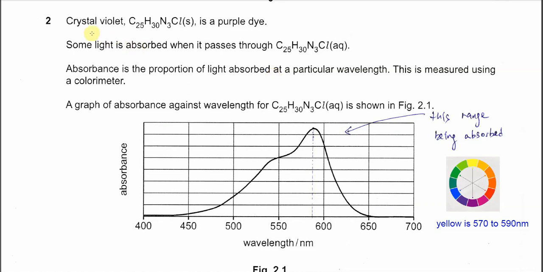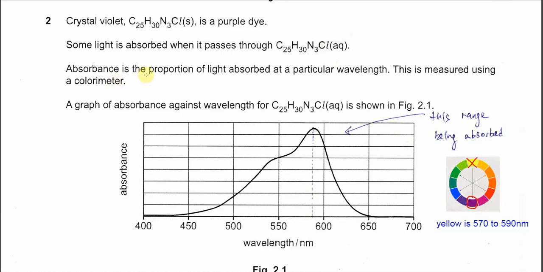Question 2. Crystal violet, C25H30N3Cl, is a purple dye. Some light is absorbed when it's passed through the dye solution. So from here we know that the complementary color will be absorbed. The complementary color for purple is yellow. So yellow will be absorbed, and we mostly will see the purple.